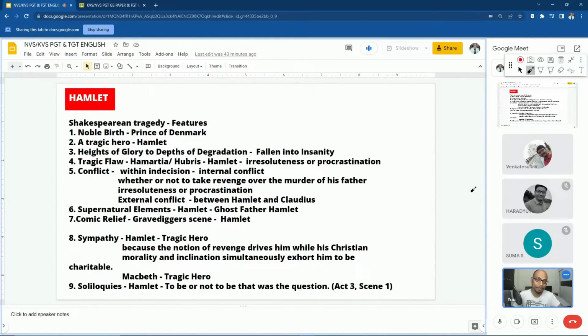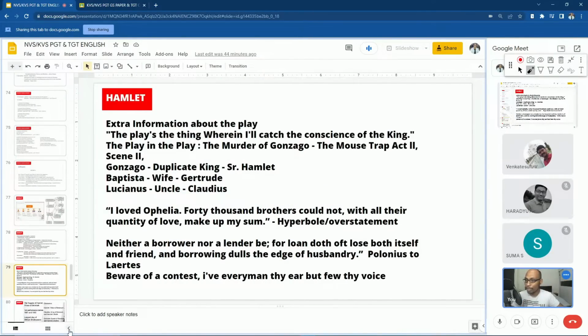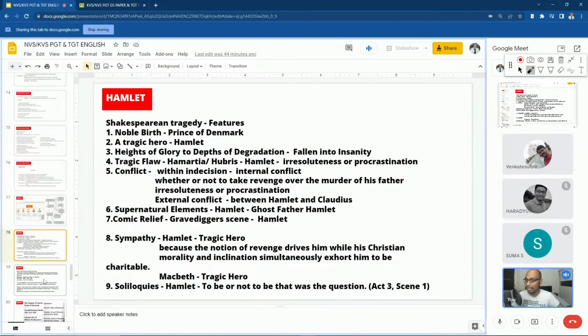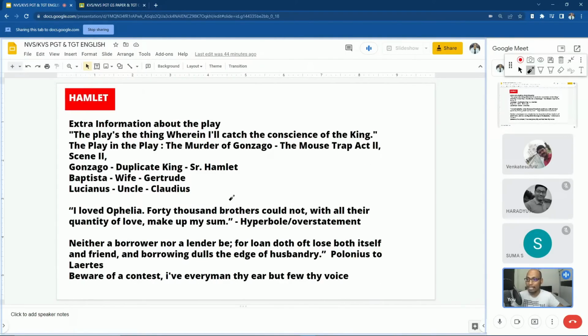Understood? Yes, sir. Right. Now, another feature of Shakespearean tragedy is soliloquies. Shakespeare used seven soliloquies in his play Hamlet. That means soliloquies are part of Shakespearean tragedy. Now let us go to the next slide. Do you find any difference in the explanation compared to your professors and my class, Ghoshji?